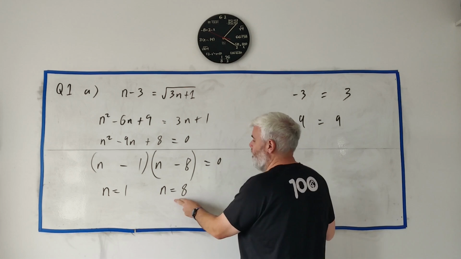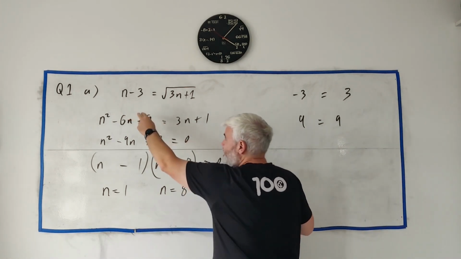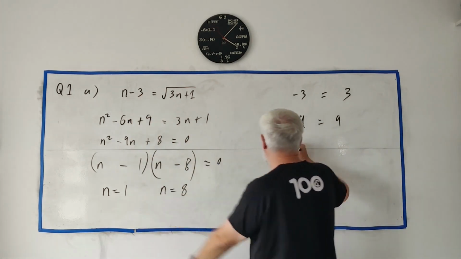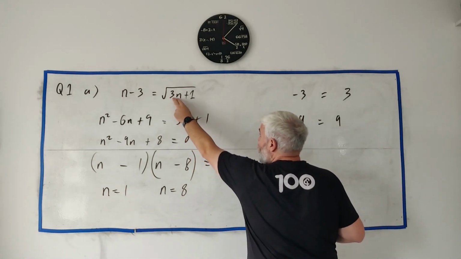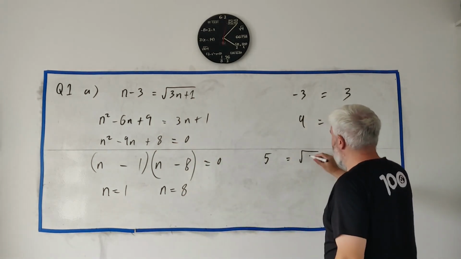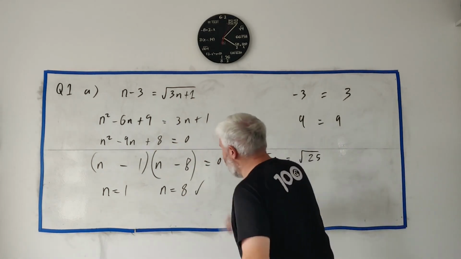Let's test this one first. If I put it back in here, does it make sense? 8 minus 3 is 5. Let's write here. 5. 3 eighths is 24. 24 plus 1, square root 25. This one makes sense. That's good.